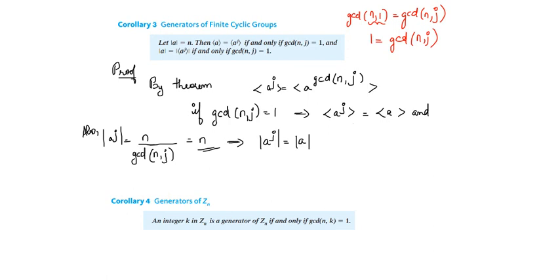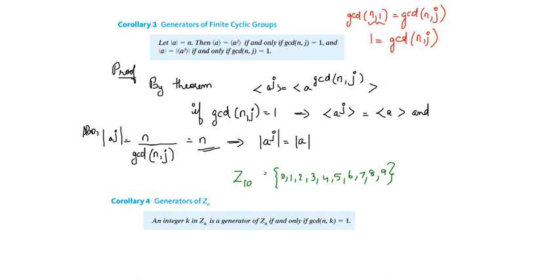Then we have the fourth one, which can be used for problems where you want to find the generators of some group. It says an integer k in Zn is a generator of Cn if and only if GCD of n and k is equal to 1. What I can show you is, if you take the set C10, we know that the elements of C10 are 0, 1, 2, 3, 4, 5, 6, 7, 8, 9. So which numbers have GCD 1 there?